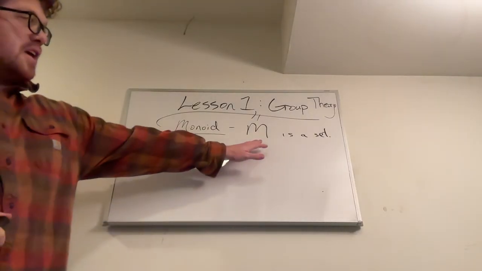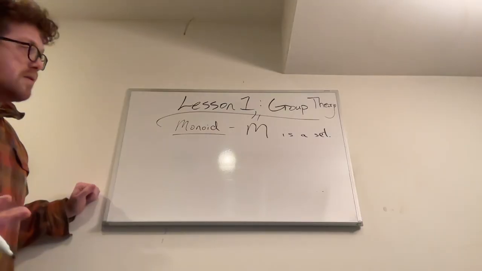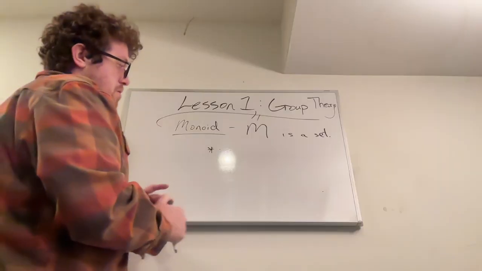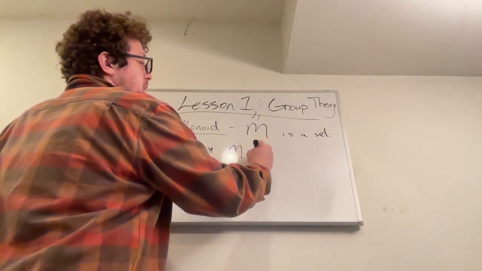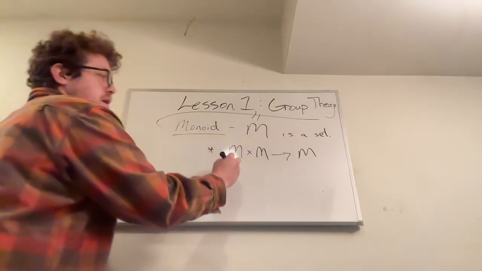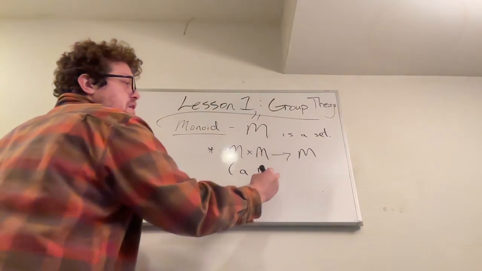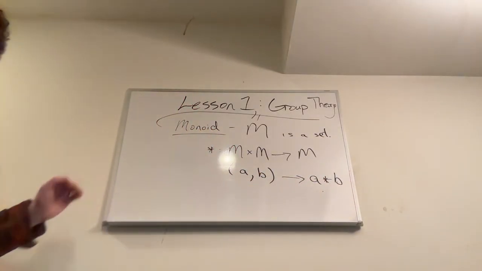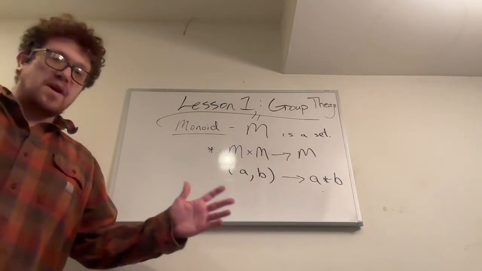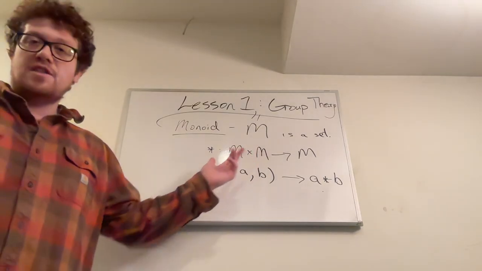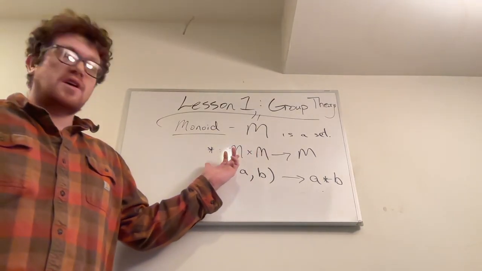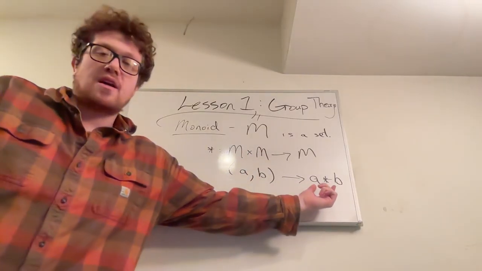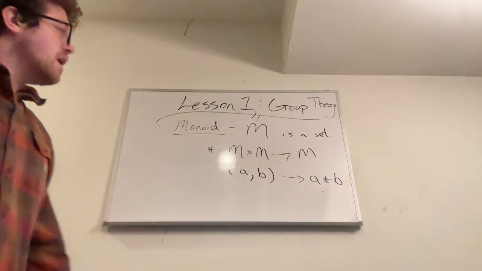And in addition to M being a set, we also have a binary operation on this set, meaning that there's a function star which maps from M times M into M, meaning that I take in two elements and then I send them to the product, which we usually write as A star B. If anybody remembers their Cartesian products, if you have a Cartesian product of sets, that just means you take one element from the first set, one element from the second set. And so this function tells you how to combine these two elements to get a new element in M.